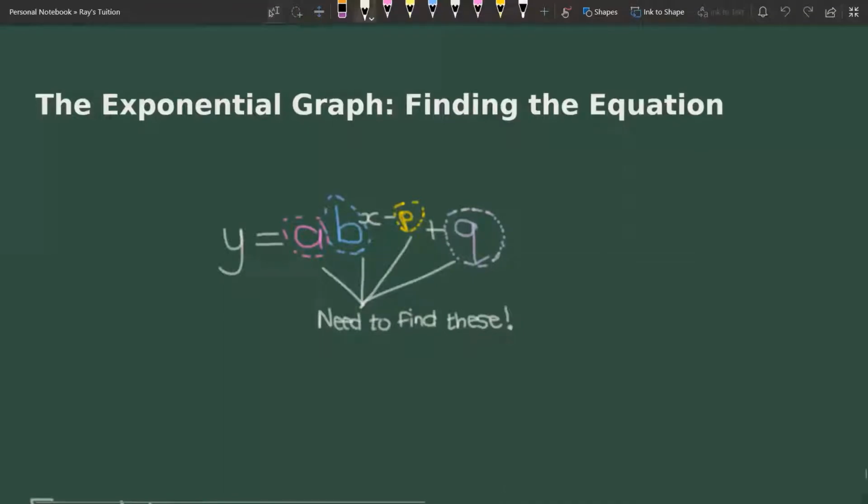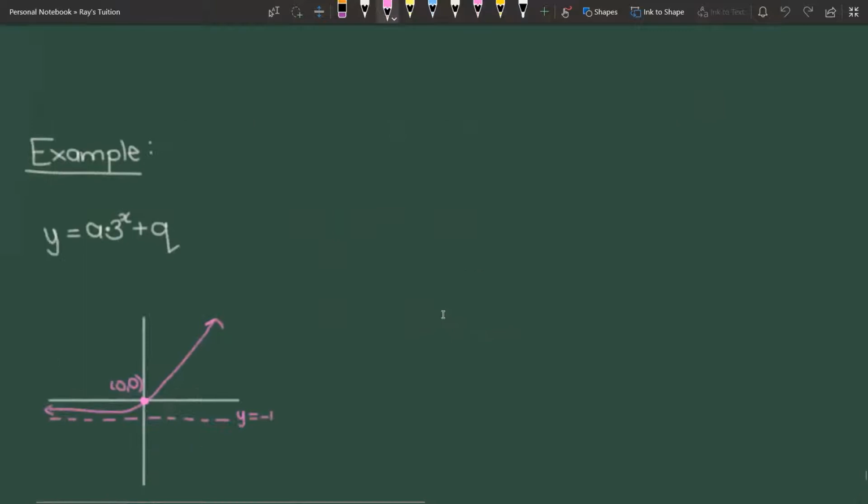Everybody, and welcome to this video on exponential equations. In this video, we have a look at how to find the equation. So over here is the equation of a general exponential graph, a times b to the power of x plus q, and we would ideally like to find these parameters highlighted. So let us have a look at an example.